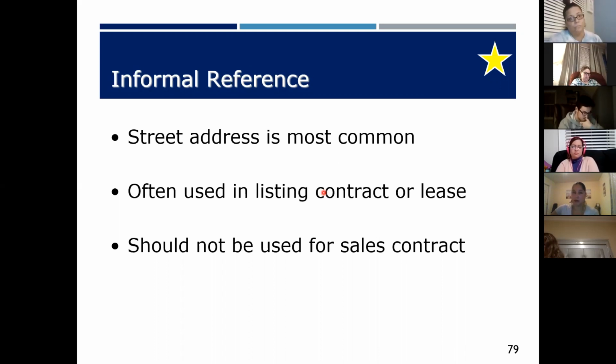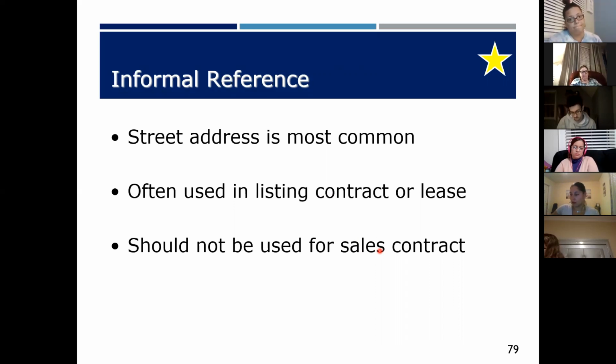Of course. In addition to the street address, we're going to use a legal description, as much of the legal description as we can. So the street address is not going to be used for a sales contract because we're conveying property. It's an agreement between the parties to convey property. We could just use a street address for a listing contract, a listing agreement, or a lease because we're not conveying. The property's not changing hands. Again, the more the better.